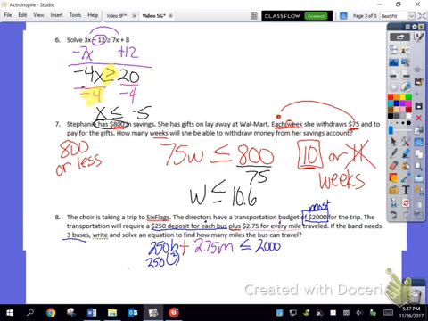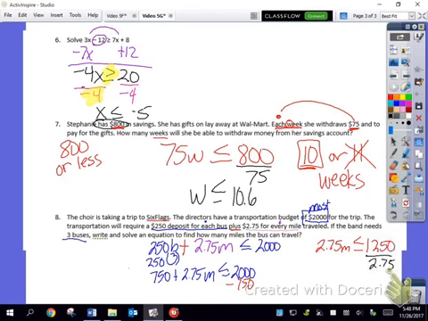So let's solve that. Well, $250 times 3, that would be $750 plus $2.75 M is less than or equal to $2,000. The opposite of adding $750 is to subtract $750. So 2.75 miles has to be less than or equal to 1,250. The opposite of multiplying by 2.75 is to divide. So M has to be less than or equal to 454.54 miles. Now, miles, you can go 5/10 of a mile. So you're going to leave that answer as a decimal.